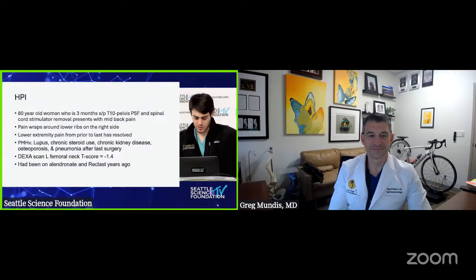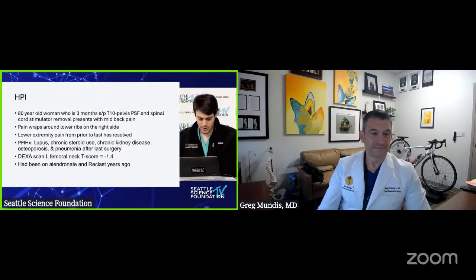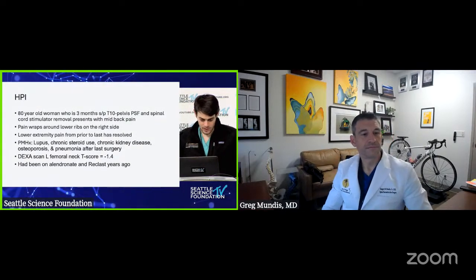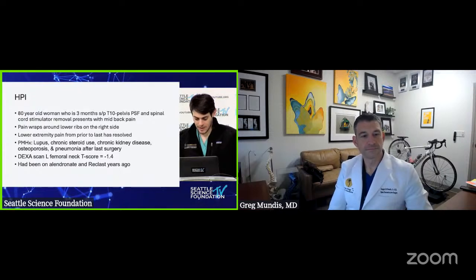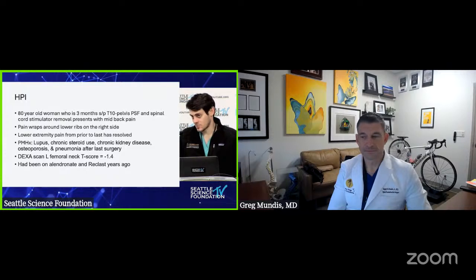So the first case is an 80-ish-year-old woman who presented to clinic for the most recent event after a 3 months follow-up for a T10 to pelvis posterior spinal fusion, with a spinal cord stimulator, which was placed about a year and a half prior to this index surgery. And she presents with mid-back pain. Pain wraps around the lower ribs on the right side, is worse with activity, slightly better with rest, but never really goes away.